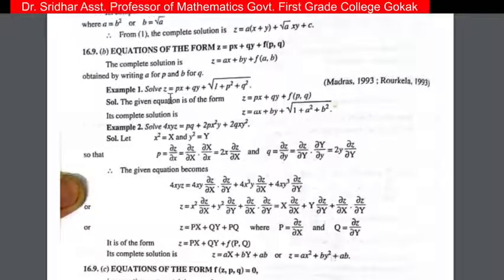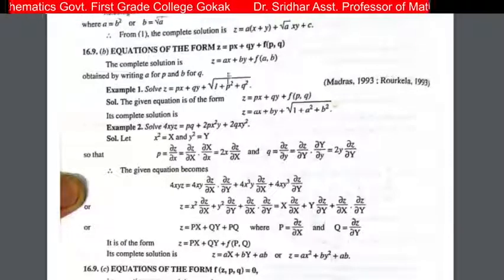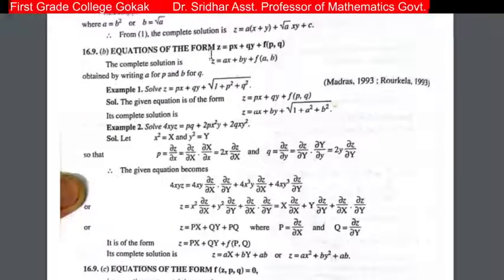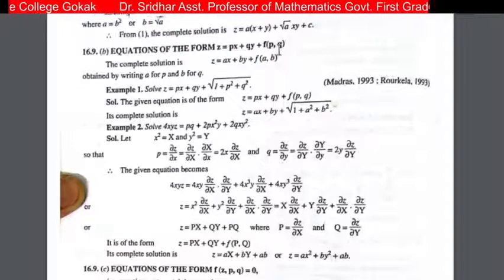So here, for example 1, solve z equals px plus qy plus square root of 1 plus p square plus q square. So this is one small example. Now see here, the given problem is already in the standard form, that is px plus qy plus f of pq.